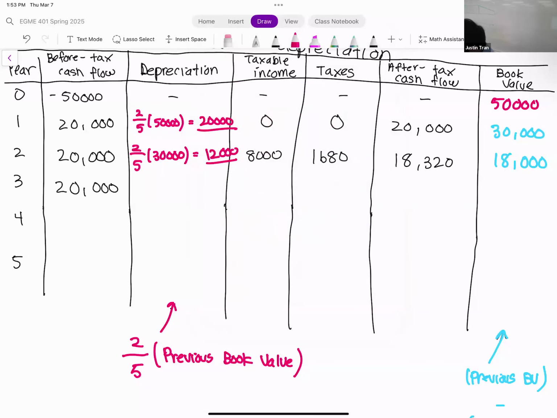Let's compute our depreciation. You're going to see our depreciation is going to get less and less each year. So we're going to take 2/5 multiplied by the previous book value, which is 18,000. So 2/5 of 18,000 is 7,200.